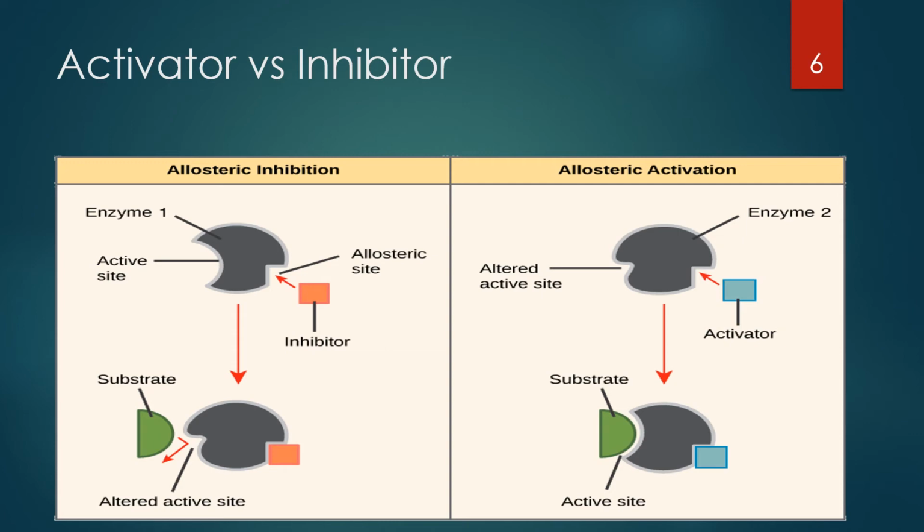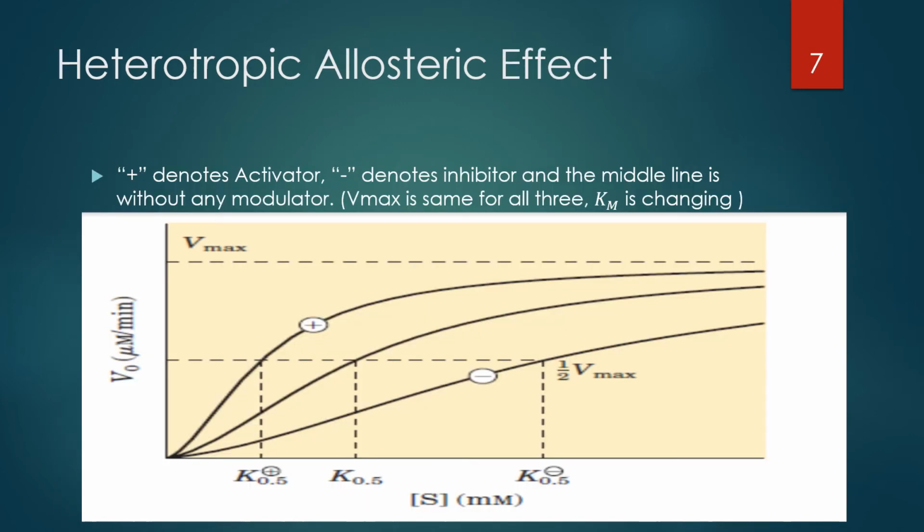But when this modulator is an activator, it alters the shape of the enzyme in such a way that there is a very good complementary shape and size for the interaction between the enzyme and the substrate, and because of this the rate of the system increases, and therefore this modulator over here is called an activator. With this knowledge, now we'll go to the heterotropic allosteric effect, right? And in heterotropic allosteric effect we'll see three cases.